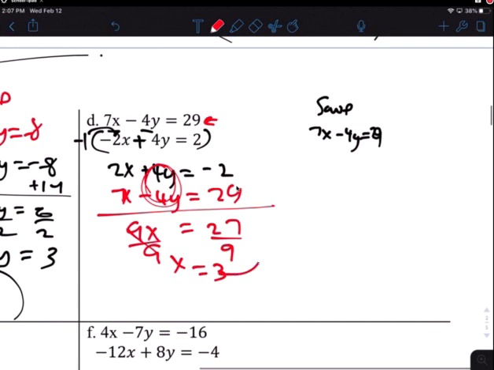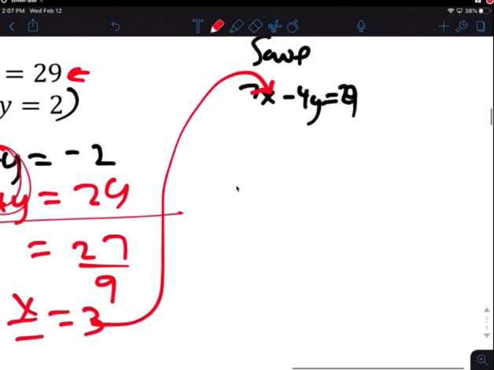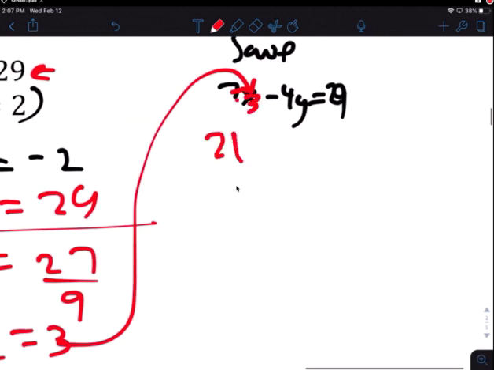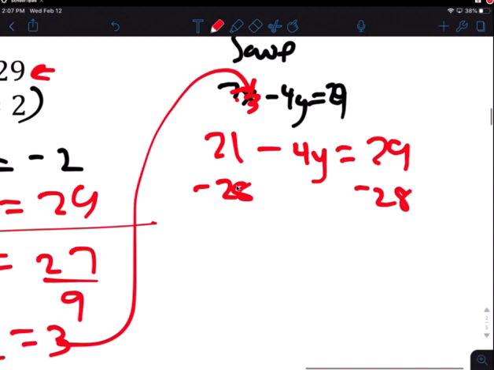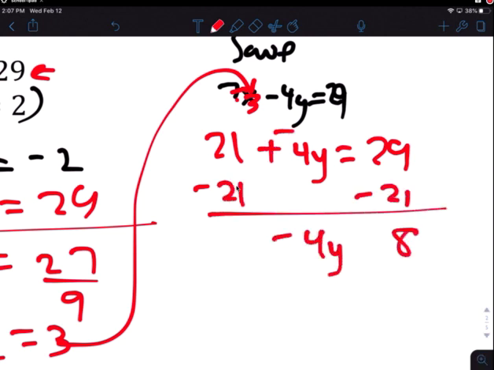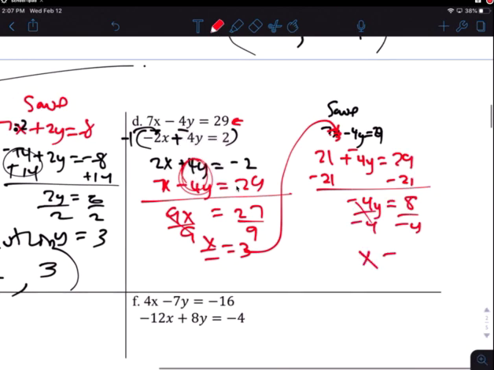Okay, substitute 3 here for the x. 3 times 7 is 21, minus 4y equals 29. Sorry, it's 21. Subtract the additive inverse. That's 8, negative 4y equals 8. Divide by negative 4, y equals negative 2. So we get 3, negative 2.